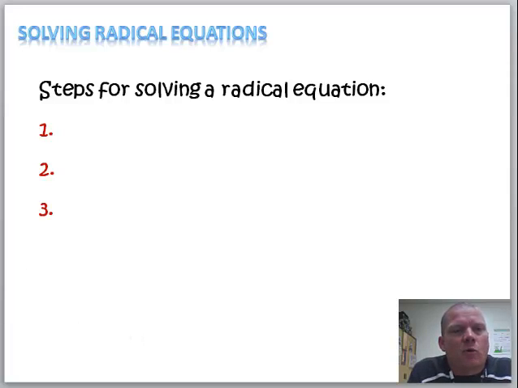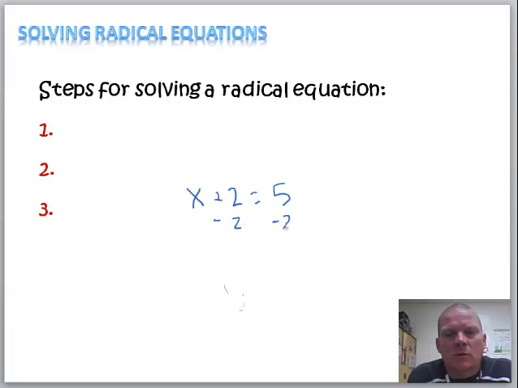We're going to do this by performing inverse operations. So for example, if I have x plus 2 equals 5, the inverse operation of that is subtracting 2. Okay, hopefully everybody remembers how to do that. If I have x times 2, then I would divide by 2. If I have x minus 2, I would add 2. If I have the square root of x, I would square it. If I have the cube root of x, I would cube it. Okay? Pretty simple there.